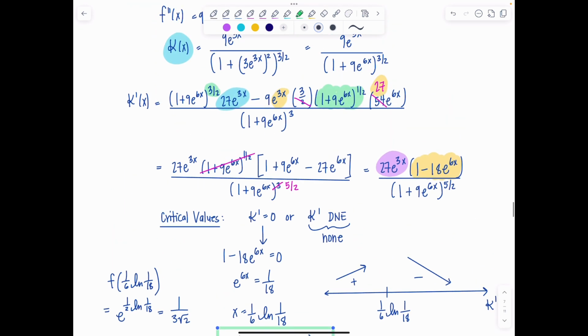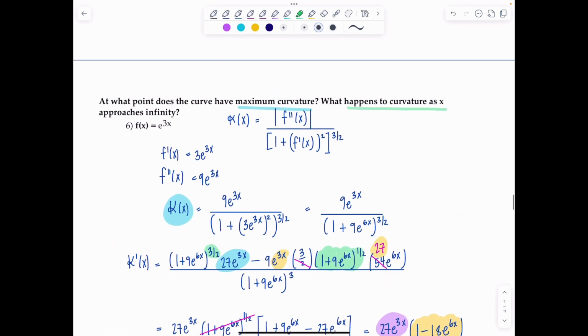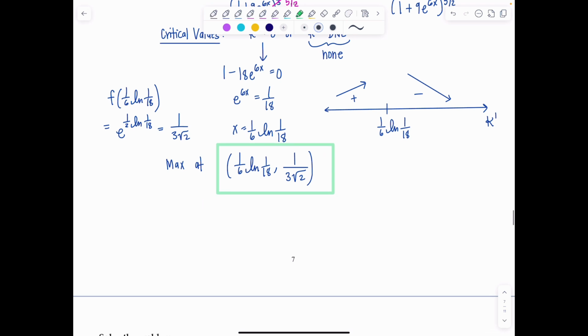The second part said, what happens to curvature as x approaches infinity? So I need to take the limit as x approaches infinity of the curvature function. So now we're going to look at the limit as x approaches infinity of 9e to the 3x over 1 plus 9e to the 6x to the 3 halves.